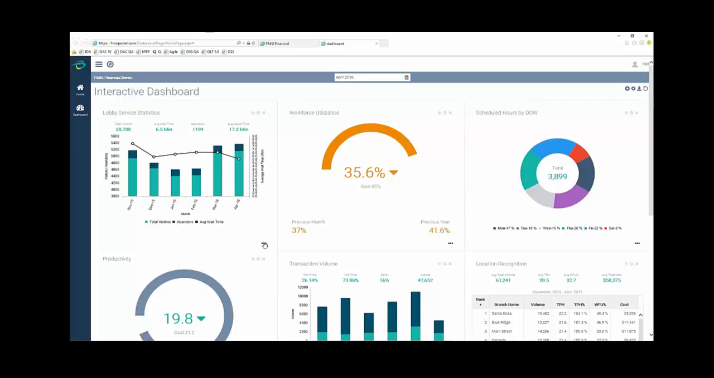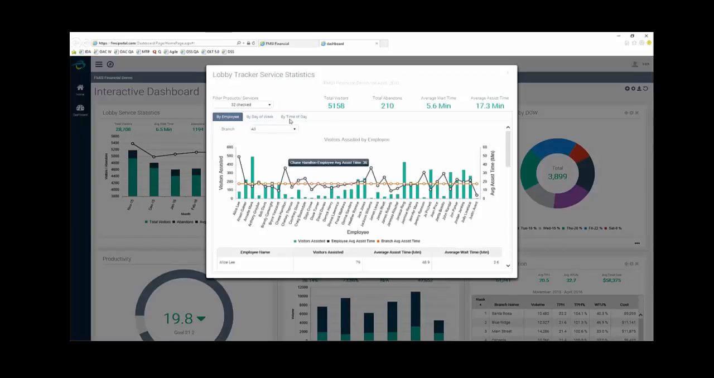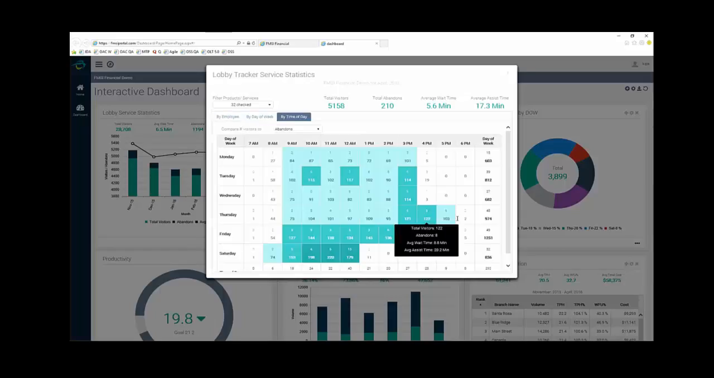And as I drill into this information, I'm going to get some more pictures about what are the busiest times of the day that visitors are arriving. So we've got a heat map here that's going to outline how many visitors arrived at 9 a.m. on Mondays, how many were abandoned, what the average wait time and the average assist time were. So this really is going to help organizations determine adequate staffing levels.